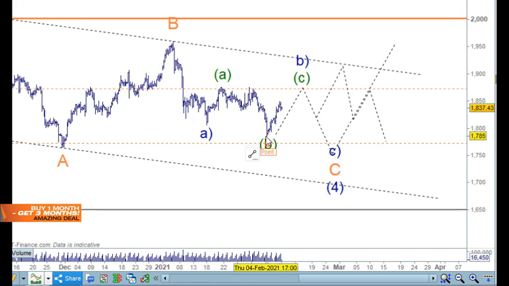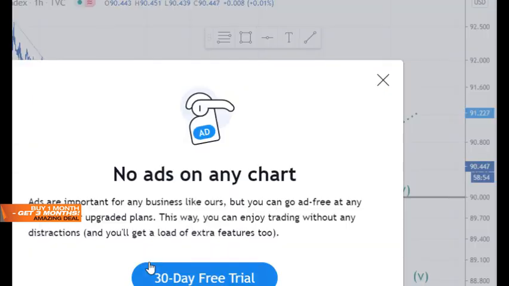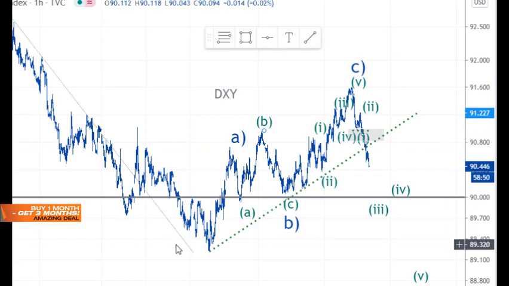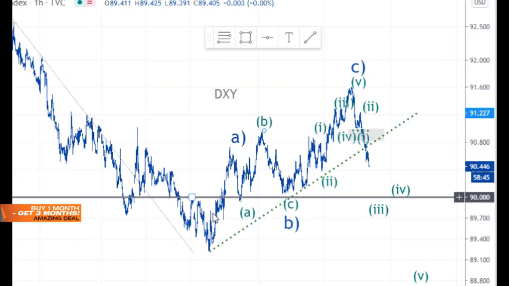So on the 5th of February, on this low here, we had the dollar index change trend as well. We've had a look at this before, so we'll look at it again. So this is the DXY on an hourly chart, and we looked at this low here.